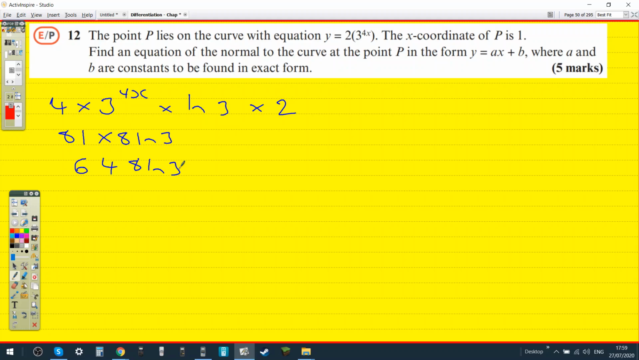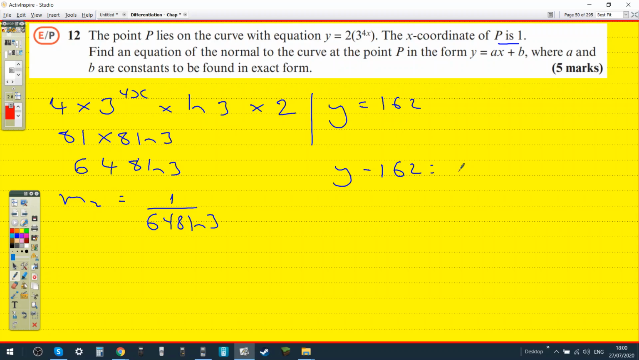So for the normal, it would be the reciprocal. So it'd be 1 over 648 ln 3. Yeah. And then you just do y equals mx plus c and fine. And what is y? 81 times 2, which is 162. So y minus 162 is equal to, and it's a negative reciprocal. Easy, isn't it? Do it in mx plus c because it says it wants it in that form. True.